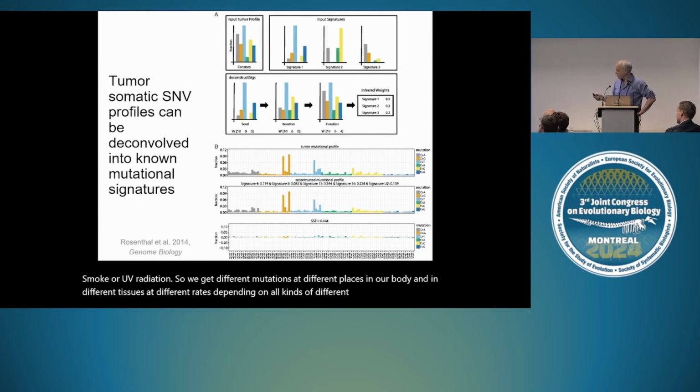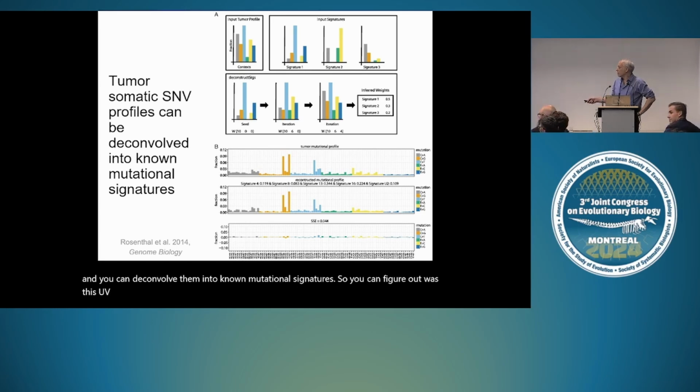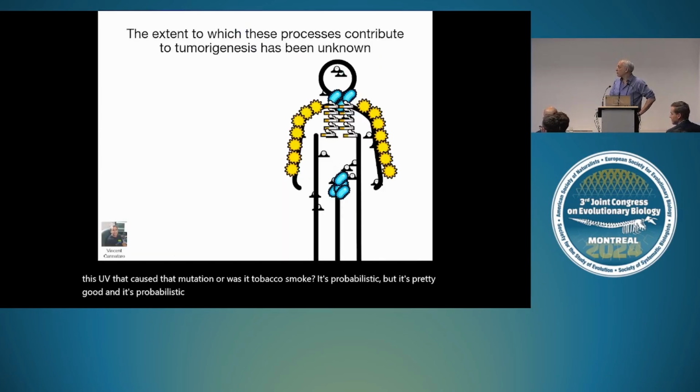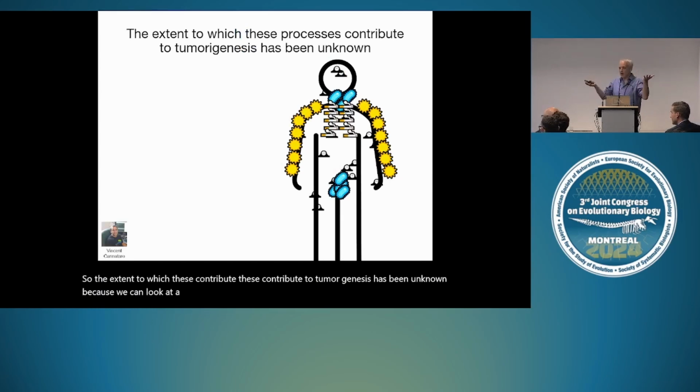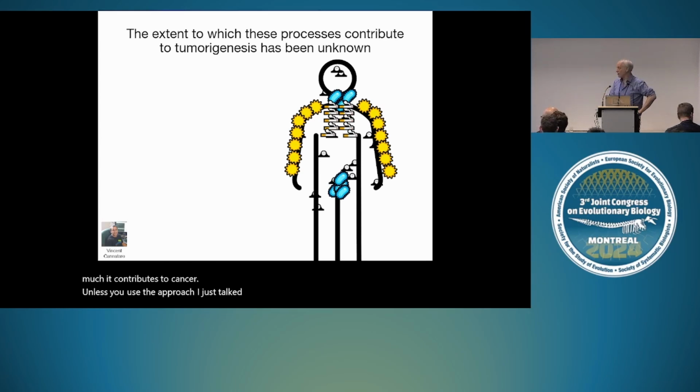Now the cool thing is someone else, totally not me, figured out that you can take these tumor SNV profiles and you can deconvolve them into known mutational signatures. So you can figure out, oh, was this UV that caused that mutation, or was it tobacco smoke? It's probabilistic, but it's pretty good in its probabilistic way. So the extent to which these contribute to tumorigenesis has been unknown, because we can look at a genome and we see the processes there, but we don't know how much each contributes to cancer unless you use the approach I just talked about to quantify it.